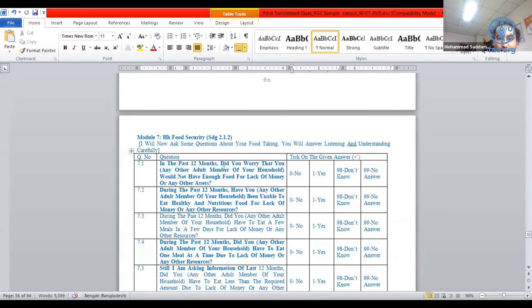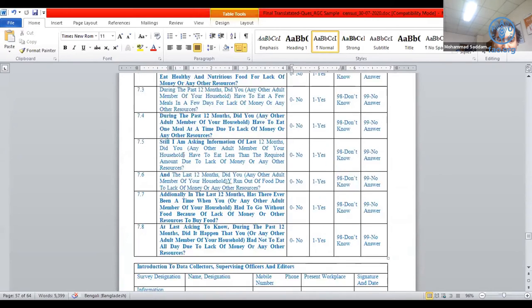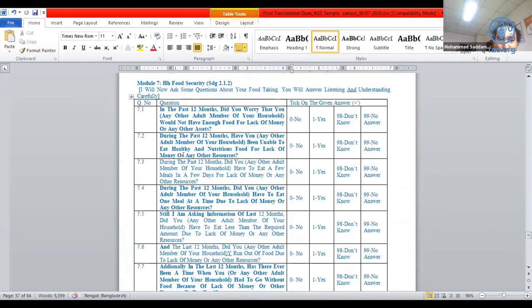And then module 7, household food security. This is related to SDG 2.1.2. We'll now ask some questions about your food taking. You will answer listening. There are around 8 questions in total, 7.1 to 7.8. It's related to household food security and is focusing on SDG 2.1.2. See these questions.